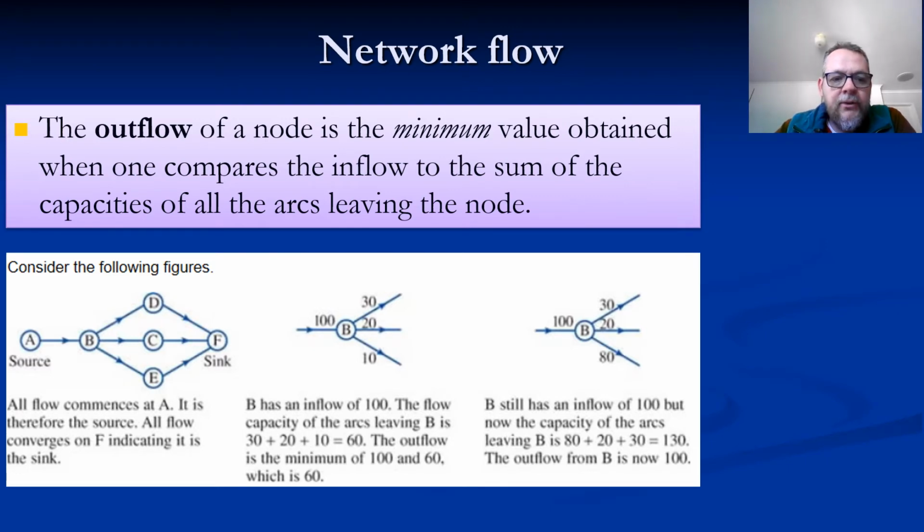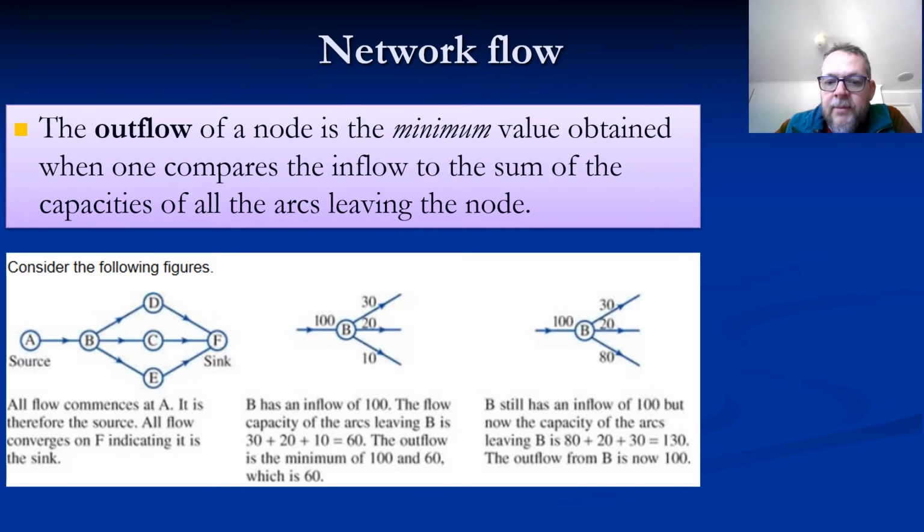So if we have a look at our three diagrams here, we've got a source and a sink. Let's have a look. All flow commences at A, so it's the source. All flow converges on F, indicating it is the sink. Now B has an inflow of 100. The flow capacity of the arcs leaving B is 30 plus 20 plus 10, so that's got to be 60. So the outflow is a minimum of 100 and 60. Whatever's smaller, so 60 is smaller, so that's got to be the outflow.